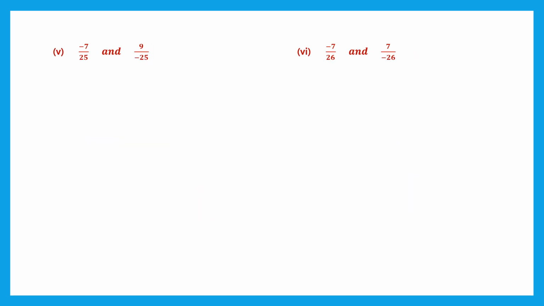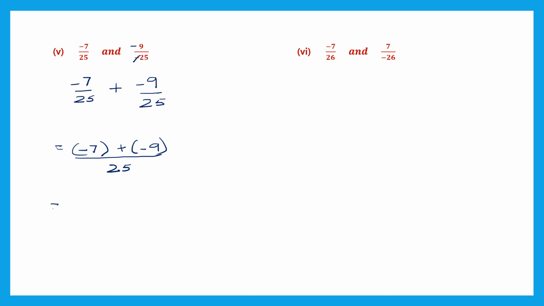Question 5. Minus 7 by 25, that can be written as it is because the denominator is positive. So minus 7 by 25, whereas the second rational number, we have 9 by minus 25. So I'm going to remove this and put it on top. So this becomes plus minus 9 by 25. Denominators are the same, so we simply have to add the numerators. So denominator is 25 and here we have minus 7 plus minus 9.